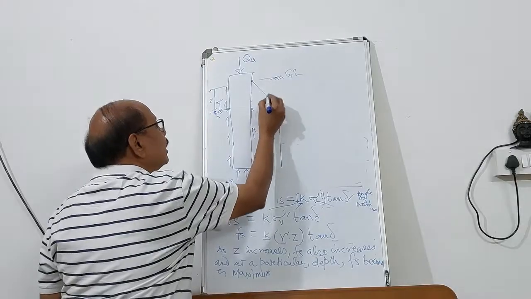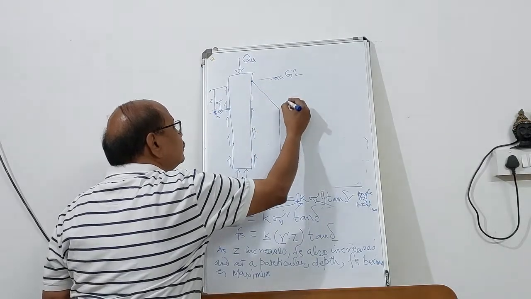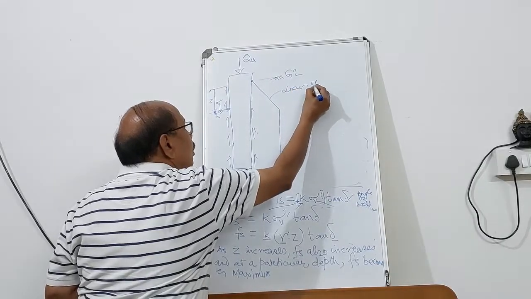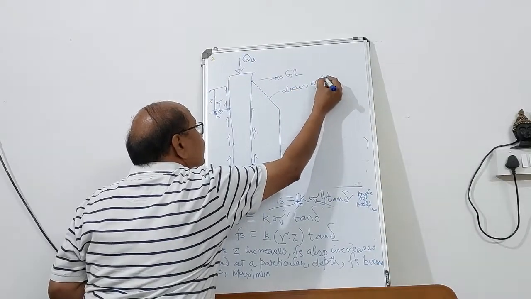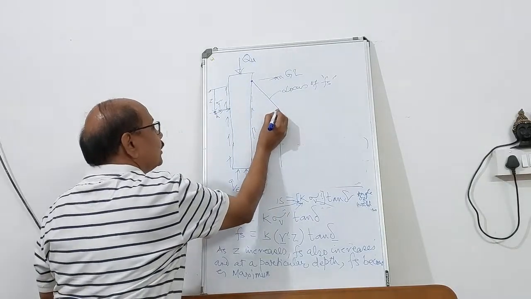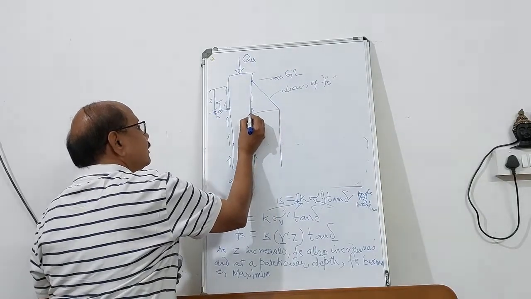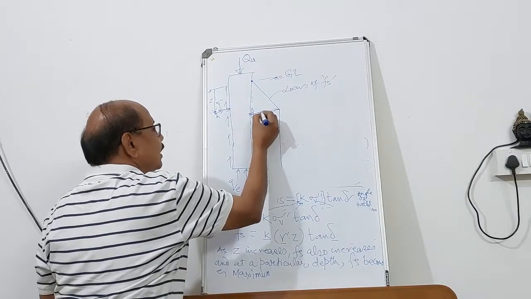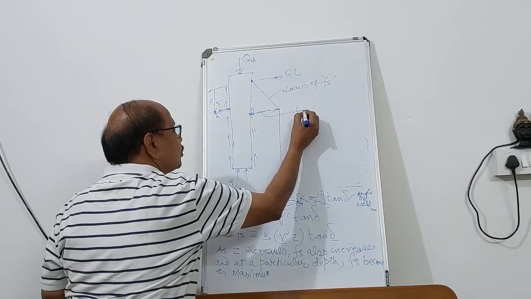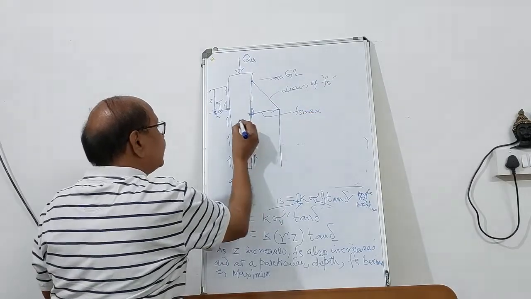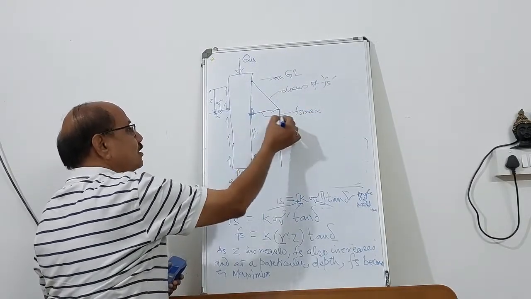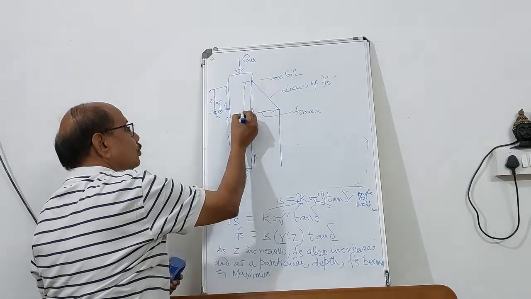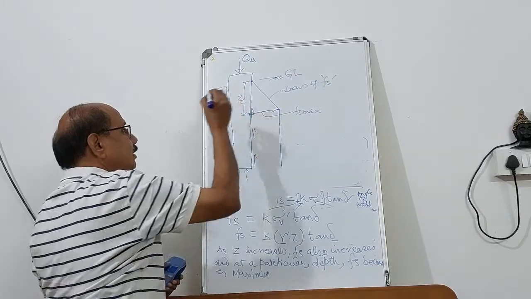So this is the locus of unit skin friction. So here at this depth the value of Fs becomes Fs max, and the depth at which Fs becomes maximum is called critical depth. So this depth is called critical depth.